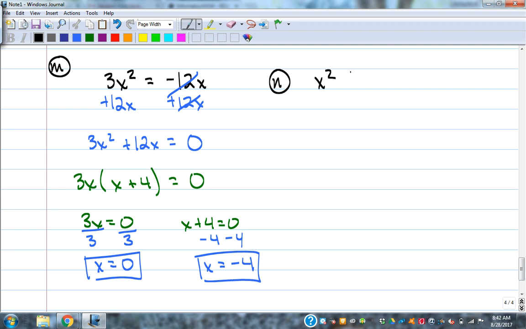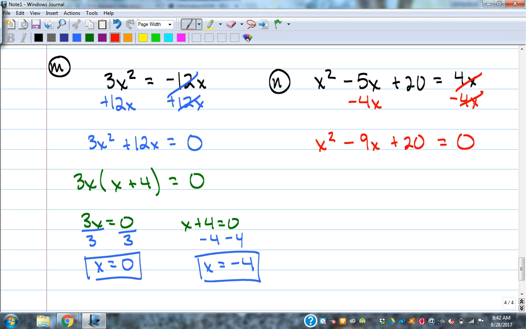Let's say we had this. X squared minus 5x plus 20 equals 4x. What do we do from there? Subtract 4x to get it equal to what? 0. And I'm going to subtract 4x from its like term, the negative 5x that's in the middle. That's going to give me x squared minus 9x plus 20 is now equal to 0, which allows me to do factoring. How do we factor that?